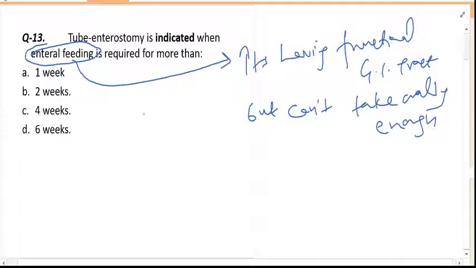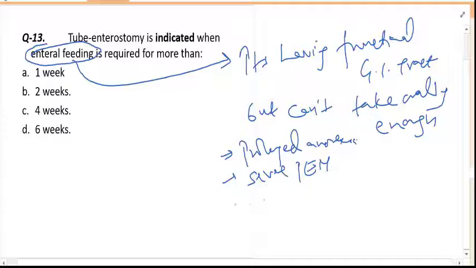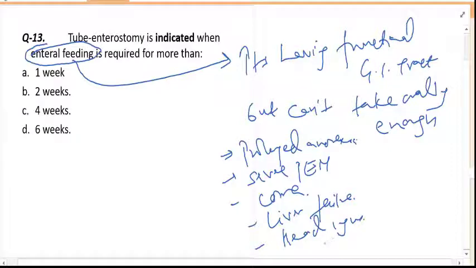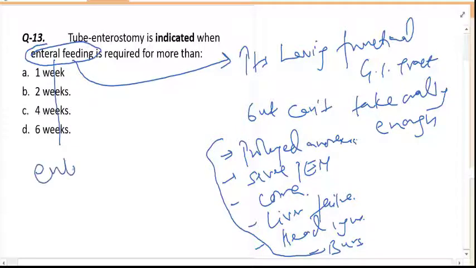So those patients need enteral feeding, like prolonged anorexia, severe protein energy malnutrition, patients in coma, liver failure, head injury, burns. So in these patients the oral intake is not good, so you can use enteral feeding. Enteral feeding is always better than TPN. If you compare enteral and TPN, then this is better.